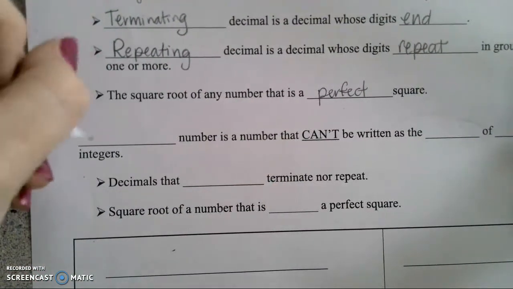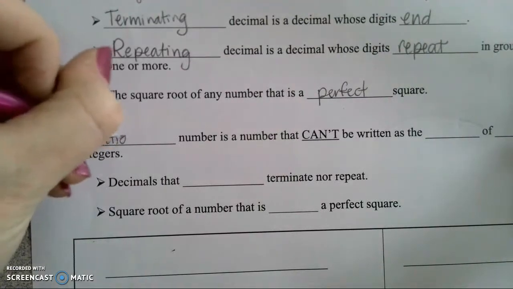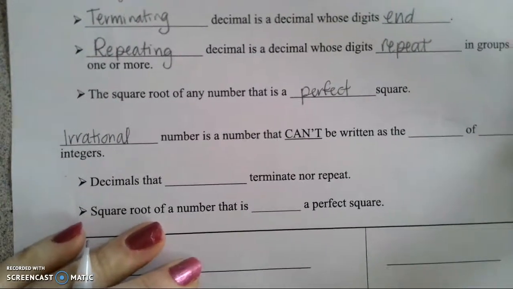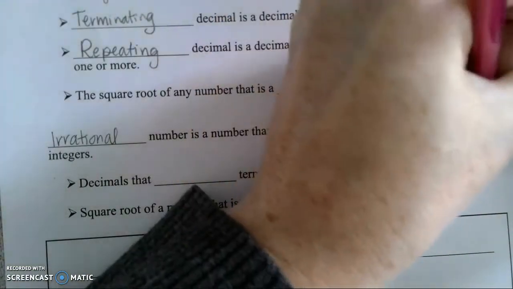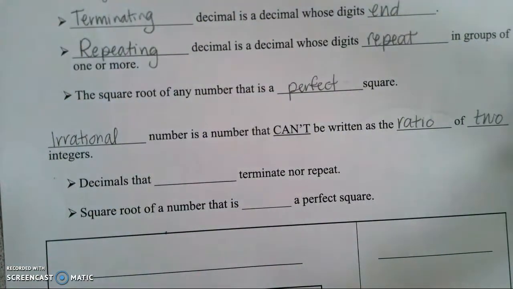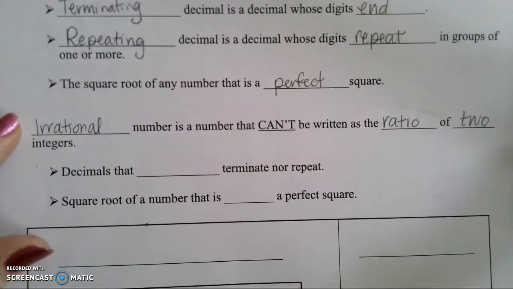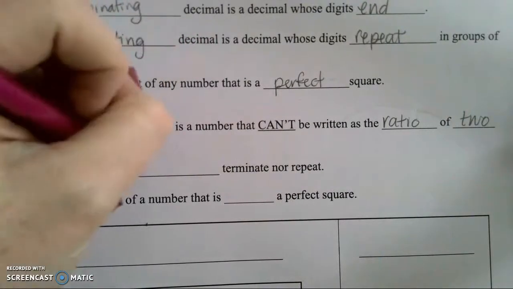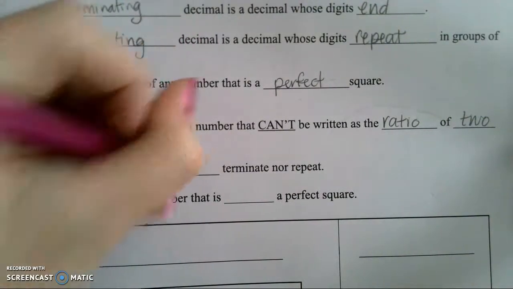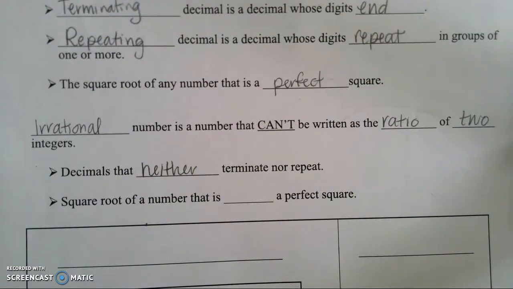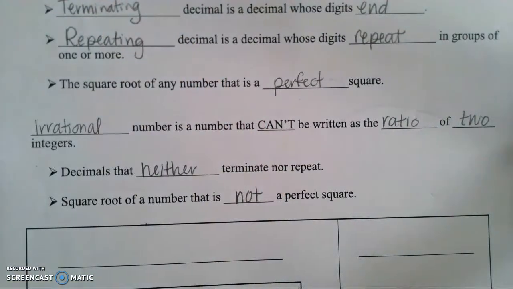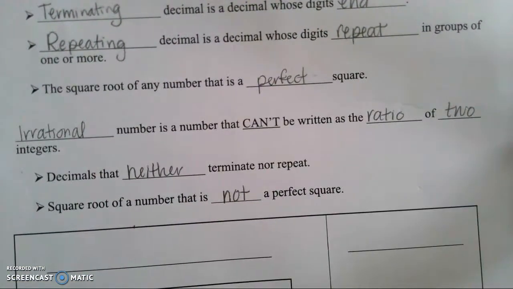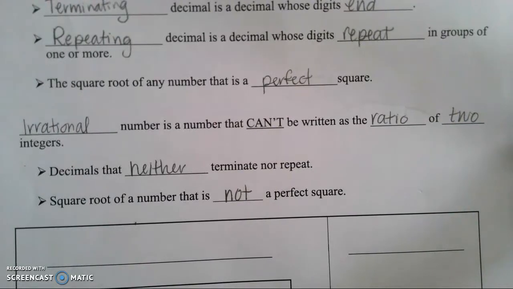Irrational numbers are numbers that can't be written as the ratio of two integers. Examples of irrational numbers would be decimals that neither terminate nor repeat, or the square root of a number that is not a perfect square. So if you try to take the square root of 5, 5 is not a perfect square, it's going to give you an irrational answer.